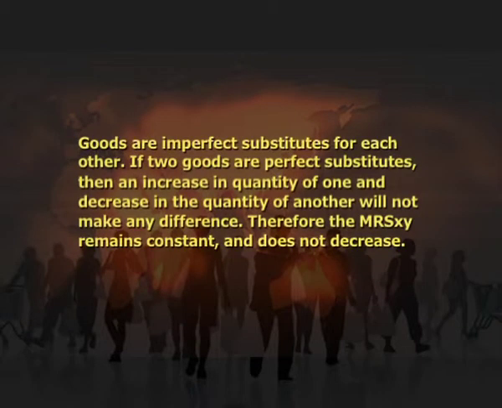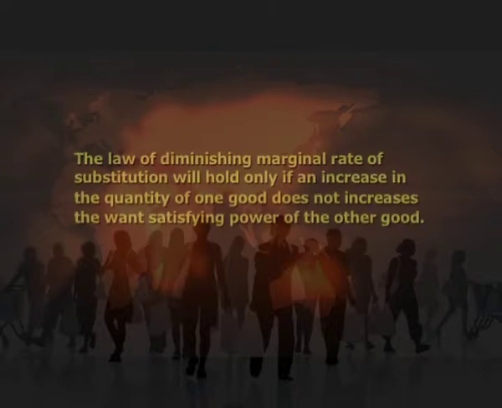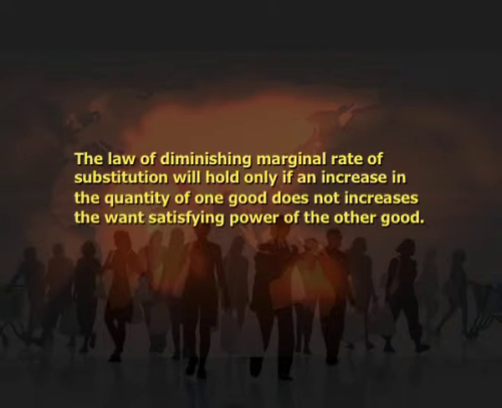Second, goods are imperfect substitutes for each other. If two goods are perfect substitutes, then an increase in the quantity of one and a decrease in the quantity of another will not make any difference. Therefore, the MRSXY remains constant and does not decrease. Third, the law of diminishing marginal rate of substitution will hold only if an increase in the quantity of one good does not increase the want satisfying power of the other good.